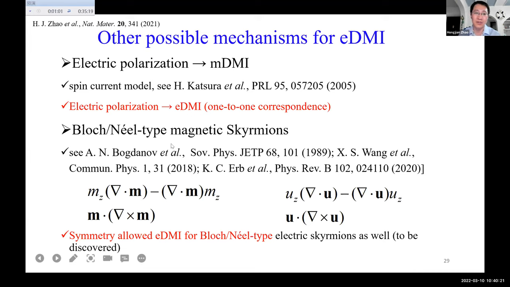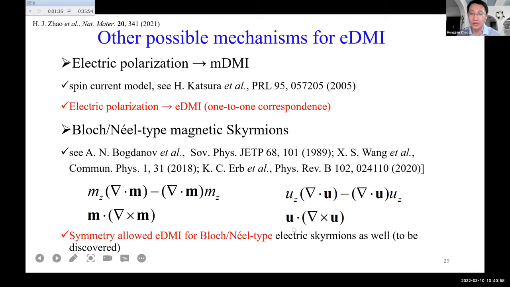Another type: in the magnetic regime, there are Bloch or Néel type magnetic skyrmions. These types of skyrmions originate from Landau type couplings. The Néel type of magnetic skyrmion is from this coupling, and the Bloch type is from M dot the curl of M. Then, based on the one-to-one correspondence between electric DMI and magnetic DMI, we conclude that this type of coupling, the dipole and the curl of the dipole, also exists.